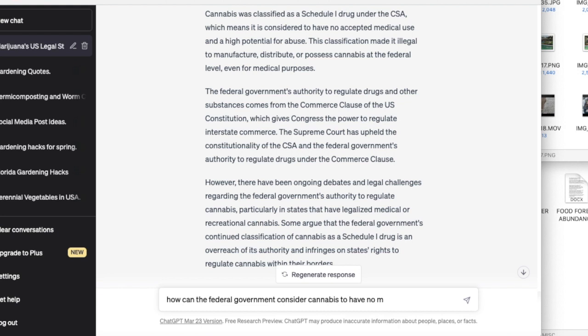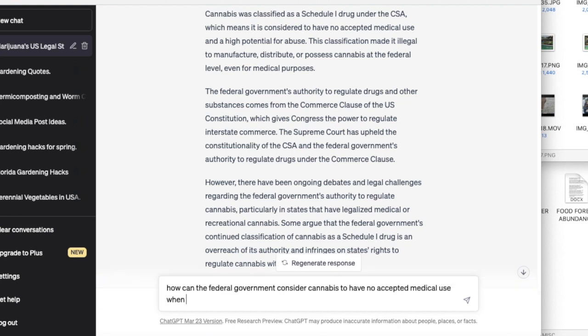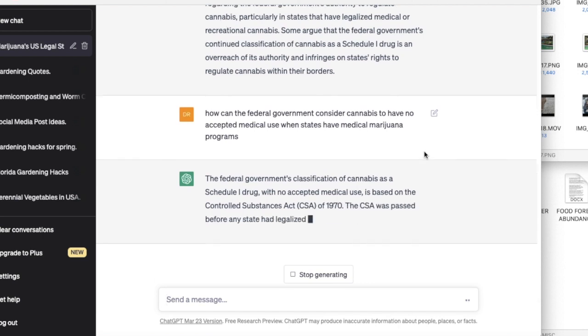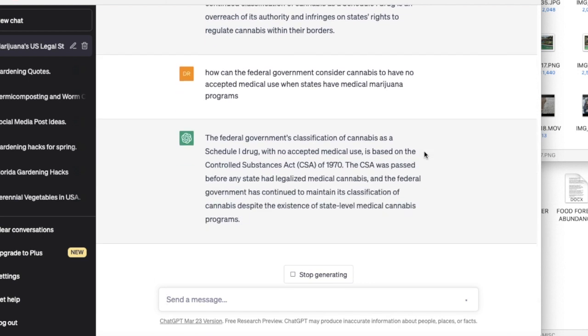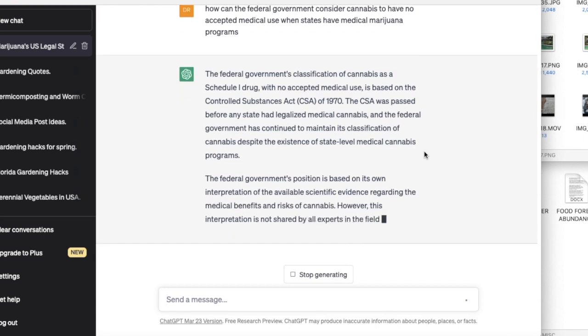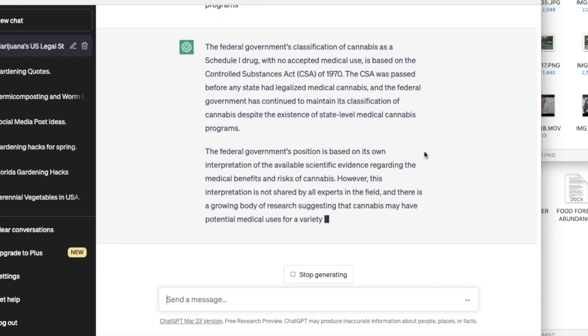The federal government's authority to regulate drugs and other substances comes from the Commerce Clause of the U.S. Constitution, which gives Congress the power to regulate interstate commerce. The Supreme Court has upheld the constitutionality of the CSA and the federal government's authority to regulate drugs under the Commerce Clause. However, there have been ongoing debates and legal challenges regarding the federal government's authority to regulate cannabis, particularly in states that have legalized medical or recreational cannabis.